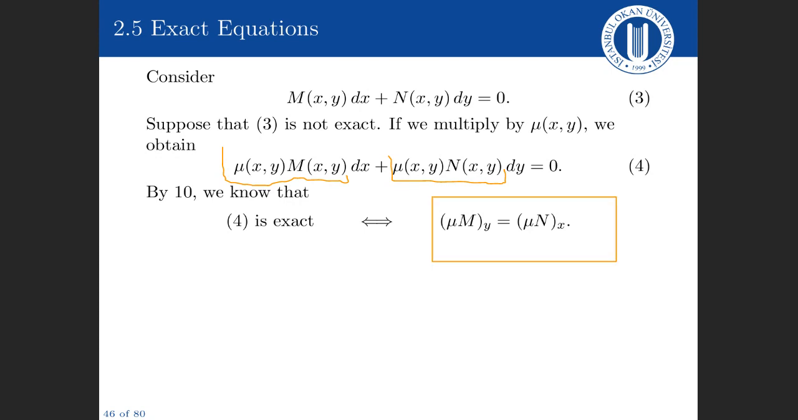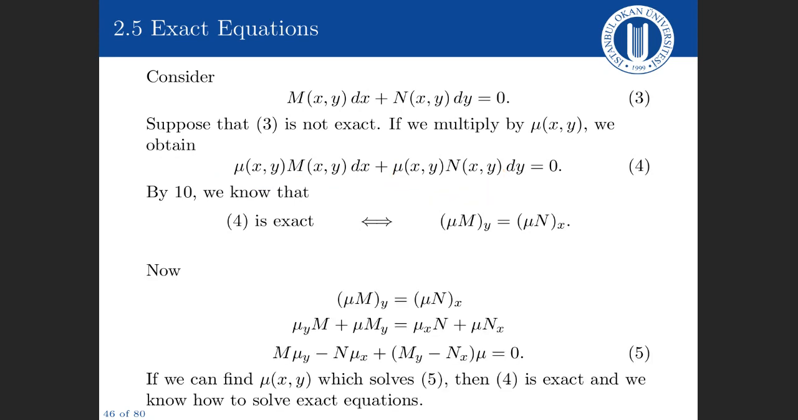So we're interested in the y derivative of mu m and the x derivative of mu n. Rearranging this, we have a partial differential equation: m mu y minus n mu x plus (my minus nx) mu is equal to 0. If we can find an integrating factor which solves equation 5, then equation 4 is exact, and we know how to solve exact equations.